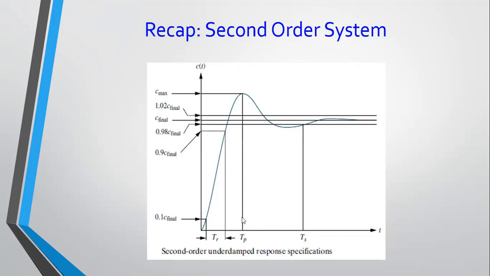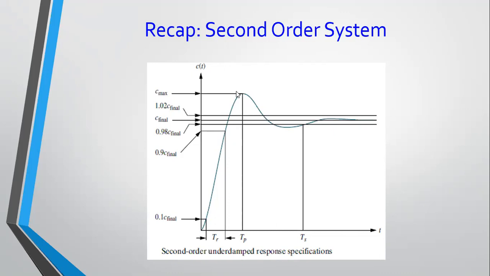So this is the definition of peak time. It's a point at which your response... So again, you are considering a second order system. In a second order system, you can have oscillation, depending on the nature of your poles. This is the definition of rise time, the time it takes to go from 0.1 to 0.9 of the final value.